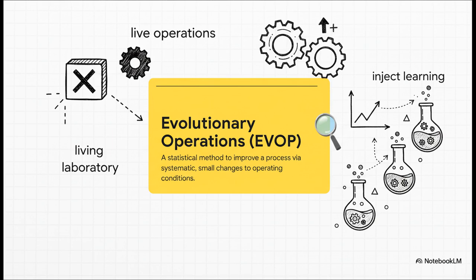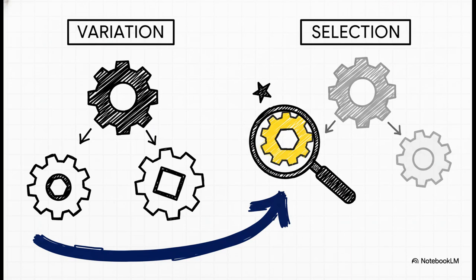The key here is that it relies on systematic, small changes. We're not talking about disruptive overhauls here. Think of it more like making tiny controlled adjustments that are so safe they don't risk your output, but they generate absolutely invaluable data. The philosophy behind EVOP is just brilliantly simple, and it's actually borrowed directly from nature.